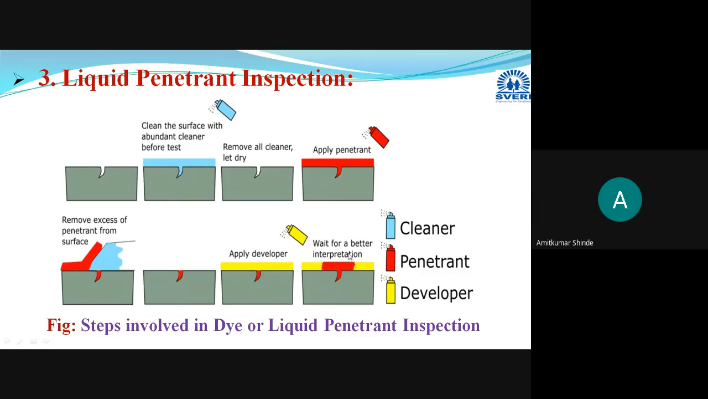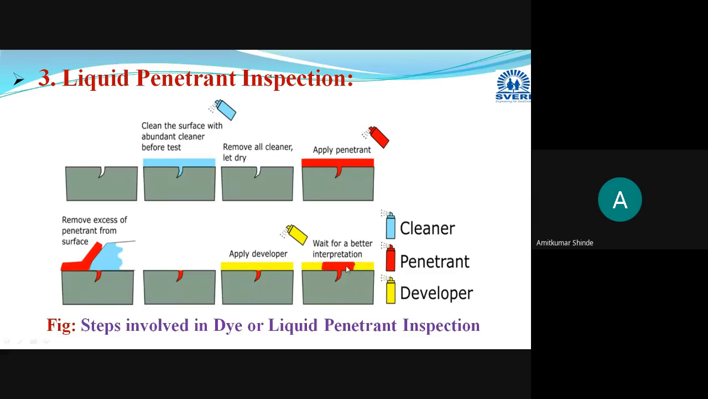Now you have to do the inspection, or just you have to observe, and that flaw or crack will get revealed. In this way that crack or flaw will get revealed due to application of this developer. After application, you have to wait for some time, and after that it will get revealed. It will pull out whichever penetrant dye or penetrant liquid you have applied, and due to different color combination it will get revealed.